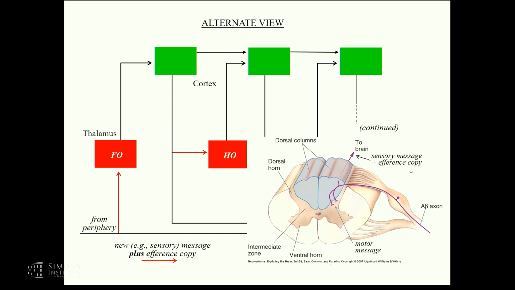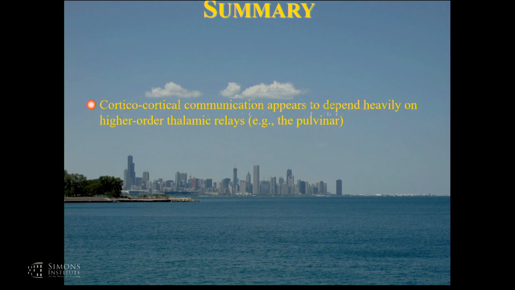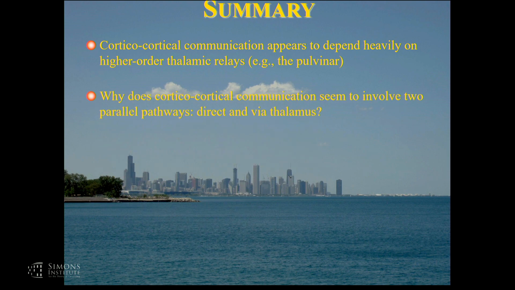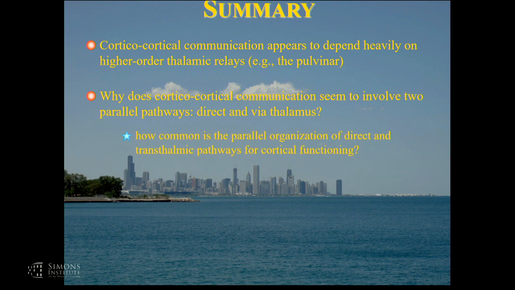A problem that I don't think is recognized is that as a result of evolution, we have efference copies at many hierarchical levels that reflect evolution, that the brain has to sort out somehow. I don't have any suggestion for how it does it, but I want to suggest that this is a problem that needs to be addressed. So to summarize, what we're saying is that cortical-cortical communication appears to depend heavily on higher order thalamic relays such as the pulvinar. Why does cortical-cortical communication seem to involve two parallel pathways, direct and via thalamus? What's different about them? Why is one sent through thalamus? These are still open questions.